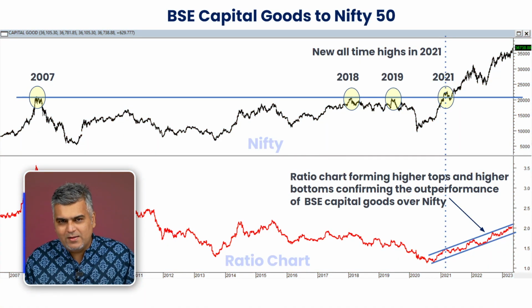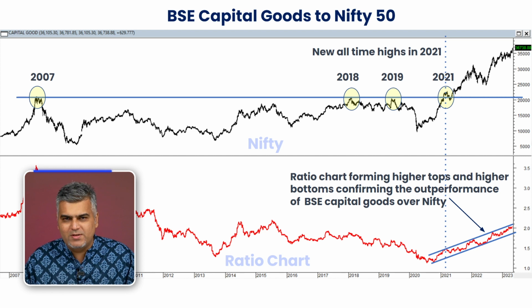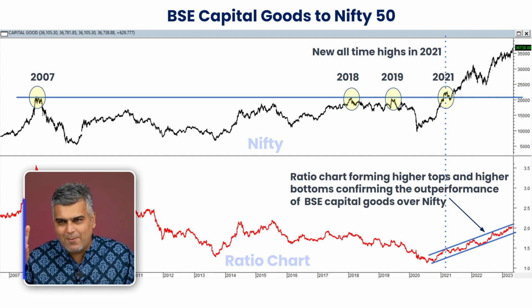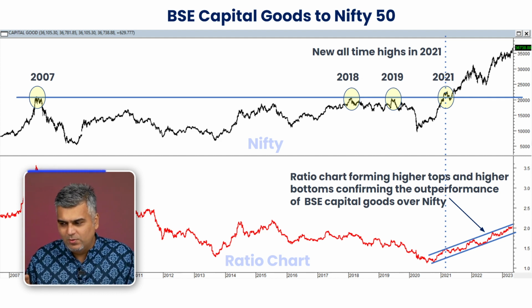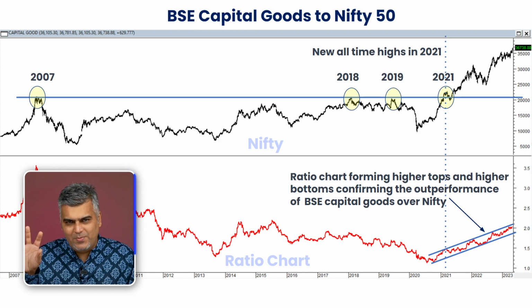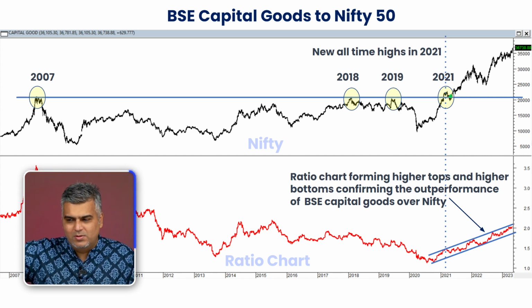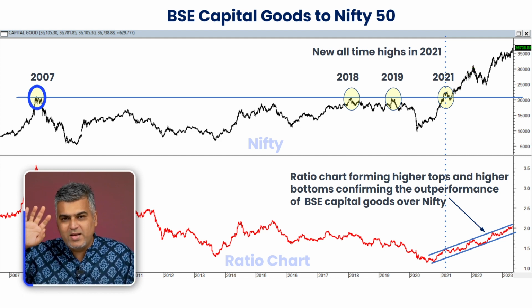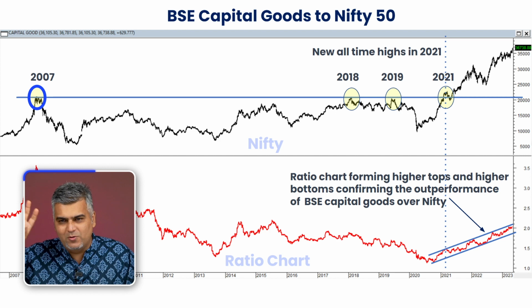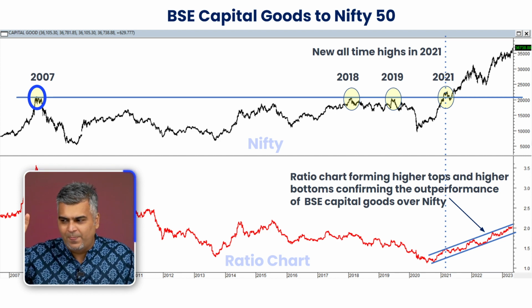Now, take a look at another example. This is one of the most interesting examples of why relative strength really helps you. The chart on the top is your BSE Capital Goods Index. The chart below is the ratio chart of the BSE Capital Goods with the Nifty. Now, if you notice, somewhere in mid-2021, the BSE Capital Goods Index made a new high, which was higher than 2007. So it was almost 13-14 years later, the BSE Capital Goods started making a new all-time high.